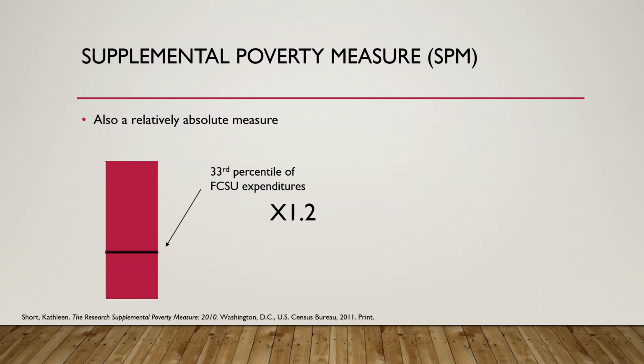What does this mean? Let's break it down. Why multiply the 33rd percentile by 1.2? The 0.2 adds a cushion for extra spending. Whether that extra spending is on furniture, school supplies, participation in social events, etc., we believe this extra spending is necessary to allow individuals to be socially integrated into society. We believe that being socially integrated into society contributes to one's overall well-being.